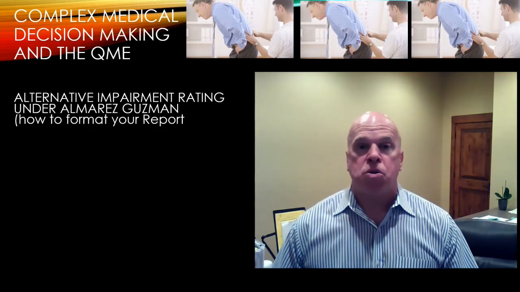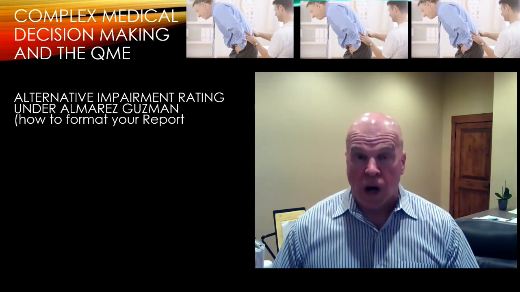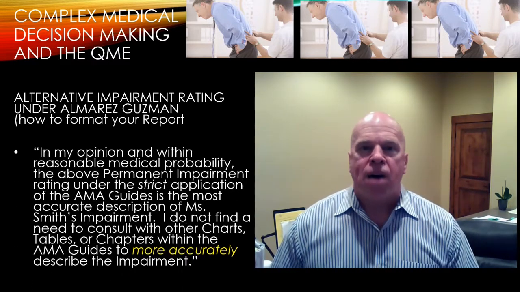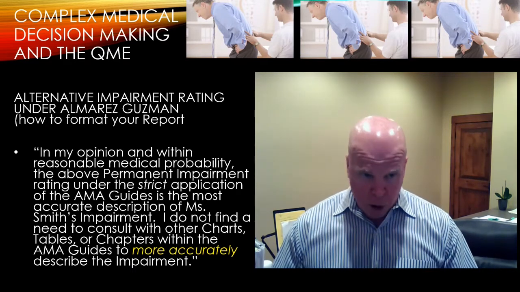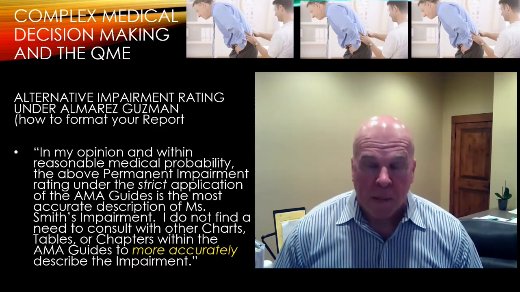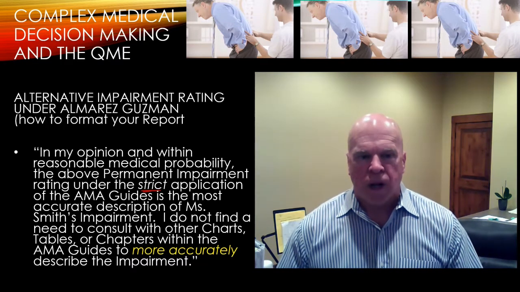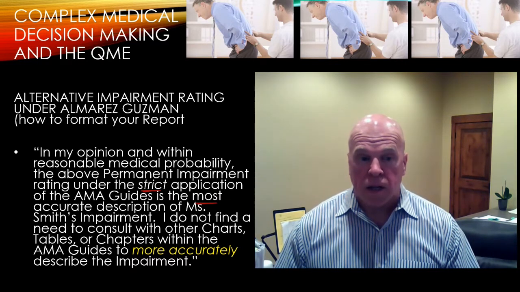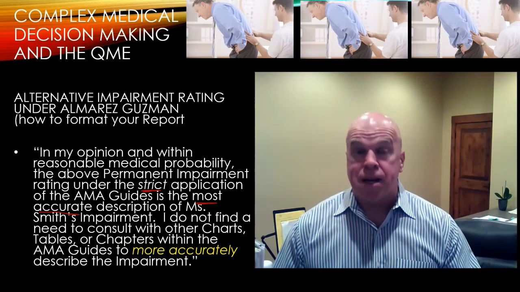There are multiple descriptions of each and every impairment, and you're required to provide the description that's the most accurate of those. And so you demonstrate to the parties that you did that with the following phrase, and you include this in the permanent impairment rating section of your report. You tell the parties that, in my opinion and within reasonable medical probability, the above permanent impairment rating under the strict application of the AMA guides is the most accurate, and I would put most accurate in italics to make it stand out from the surrounding text.